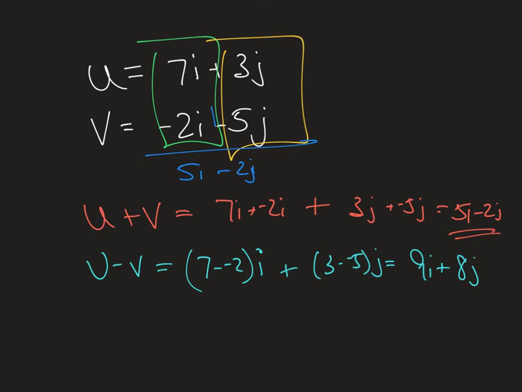The other thing I want to talk about is scalar multiplication of vectors. So let's say I wanted to do 5u. Honestly, guys, it's really simple. All you're doing is taking that 5 and distributing it across. So it's really 35i plus 15j, right? Because 5 times 7 and 5 times 3.